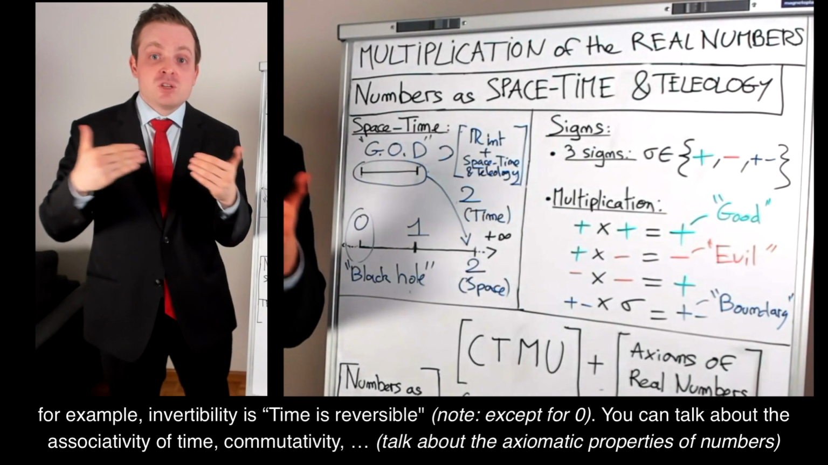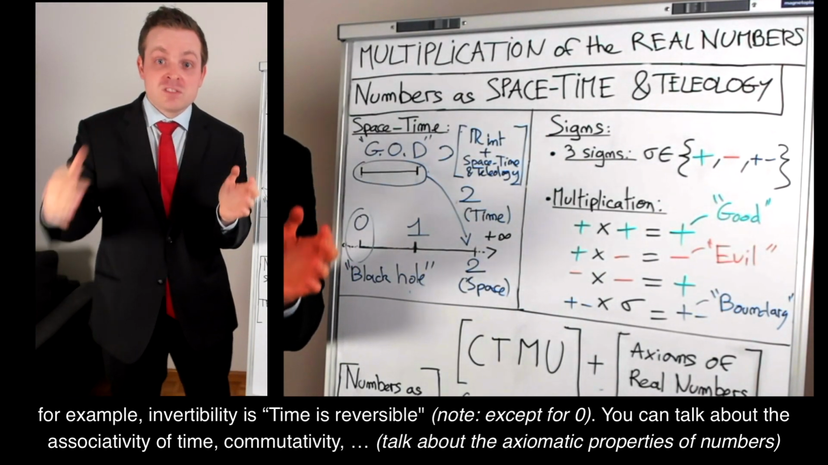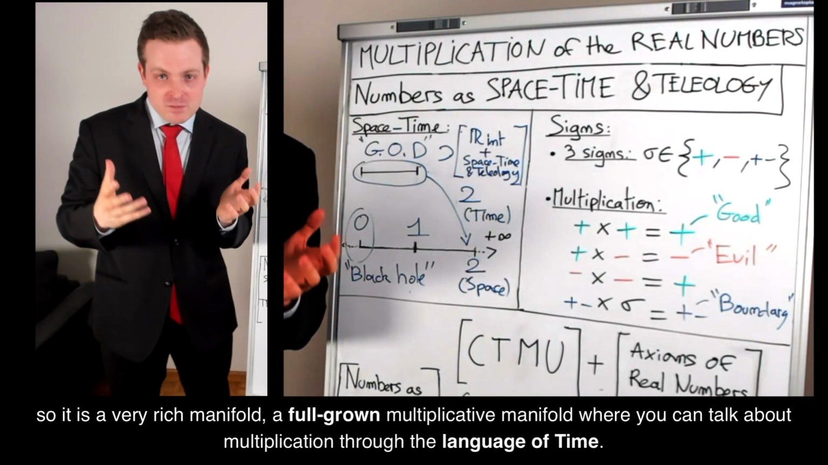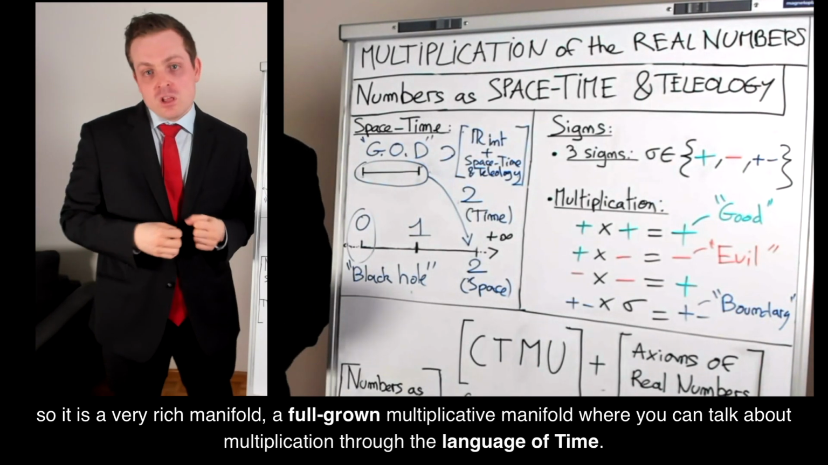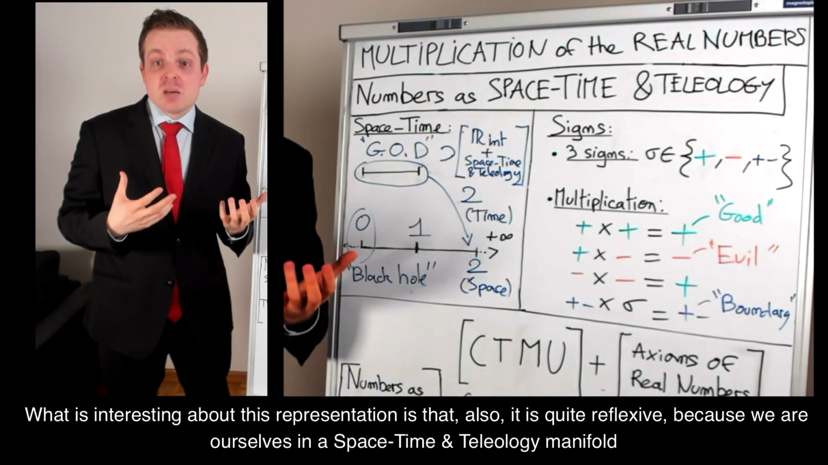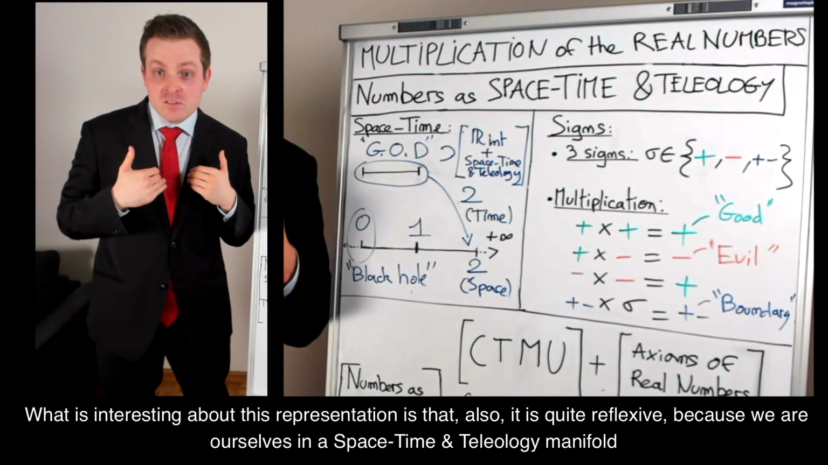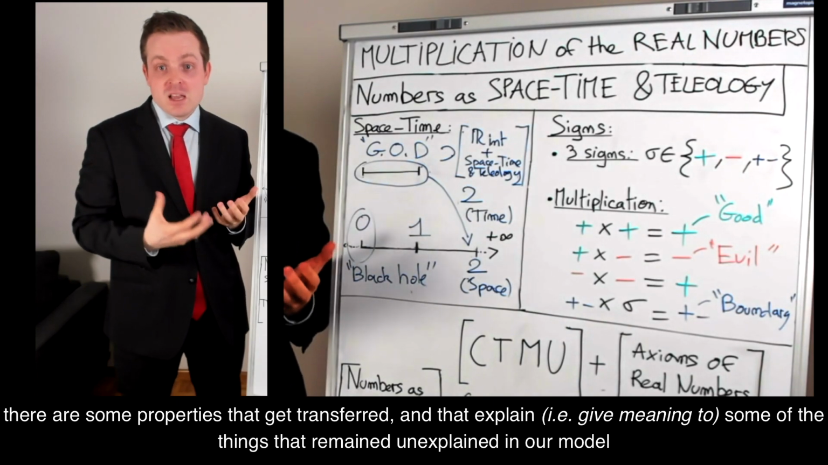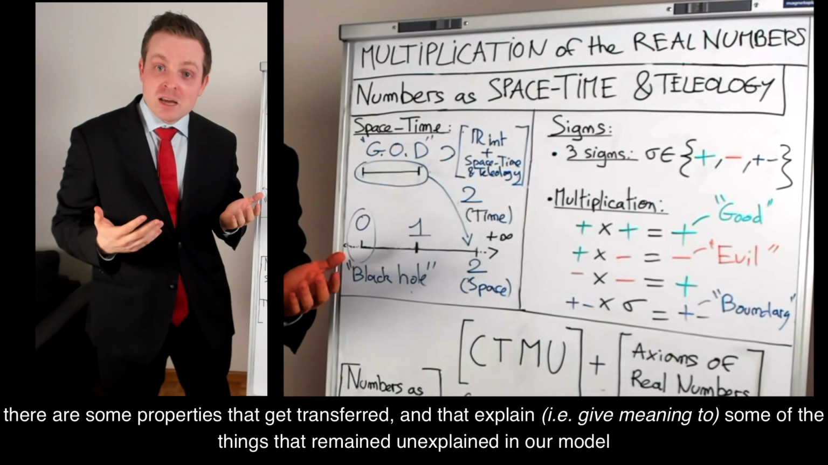For example, invertibility is time reversible. You can talk about the associativity of time, of commutativity. So it's a very rich manifold, a full-grown multiplicative manifold where you can talk about multiplication through the language of time. And what is interesting about this representation is that also it is quite reflexive, because we are ourselves in a space-time and theology manifold, and so there are some properties that get transferred and that explain some of the things that remain a bit unexplained in our model.